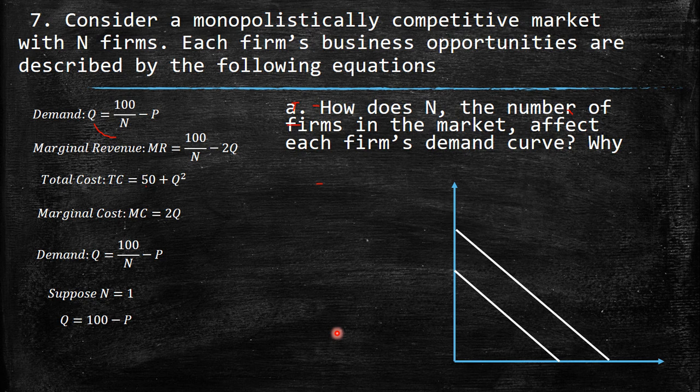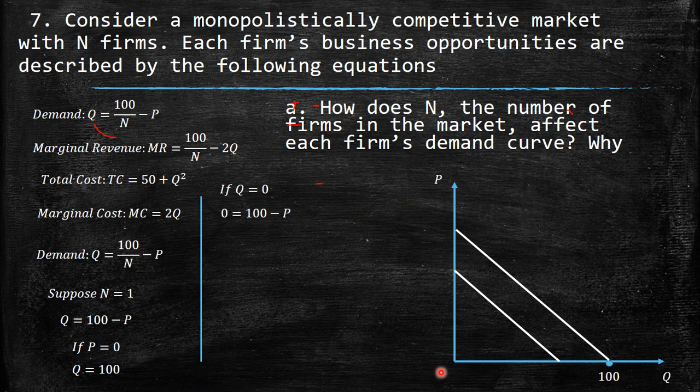So if n is equal to 1, first imagine that p is equal to 0, the price is 0. Then the quantity should be 100. So this point should be 100. And then imagine that Q is equal to 0. Then it should be 0 equals 100 minus P. You collect P and you have P equal to 100. So this is the representation of the demand curve in the case when there is one firm present in the market. Suppose n equals 2.